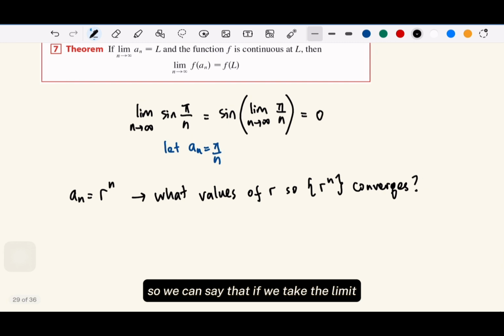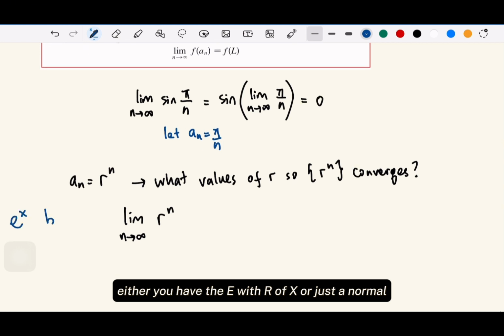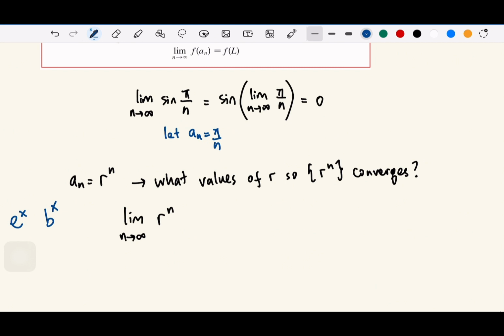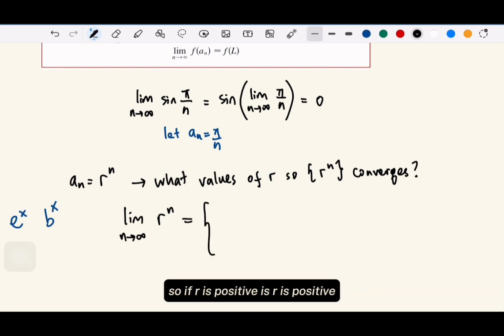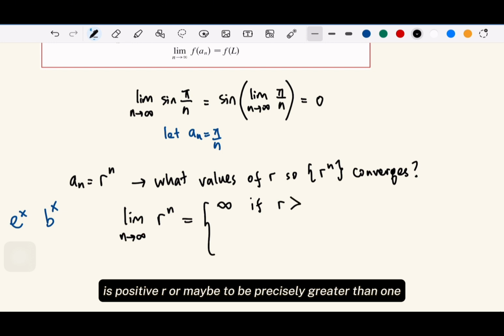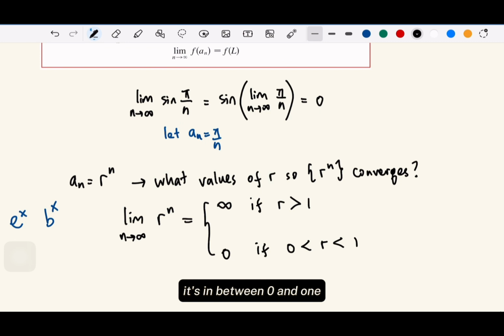So we can say that if we take the limit as n approaching infinity for r^n, and remember when we have the exponent, like maybe in calculus you learned about the exponent, either you have e with power of x or just a normal b with power of x. When we increase the variable to infinity, then the whole value also increases, right? So there will be at least two conditions. If r is positive, let me write infinity if r is positive, or to be precise, greater than 1. And then it will be 0 if it's in between 0 and 1.